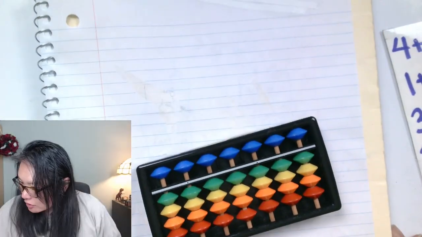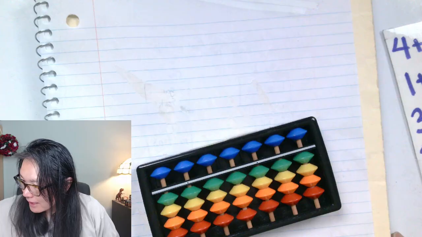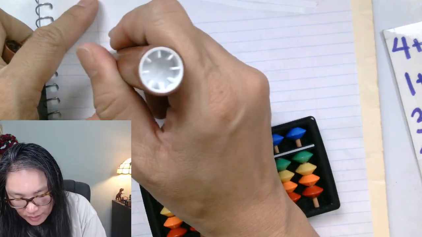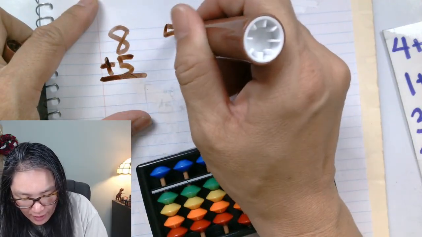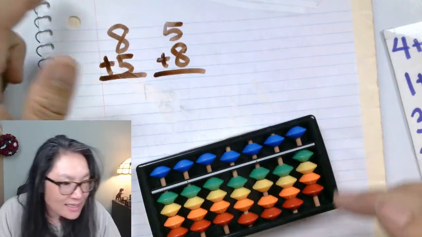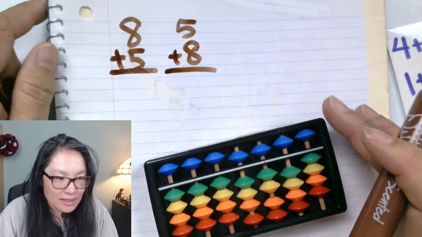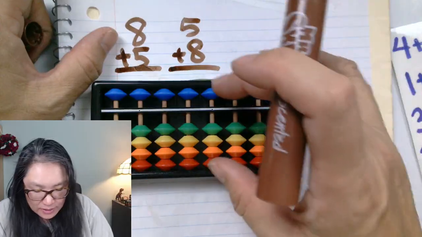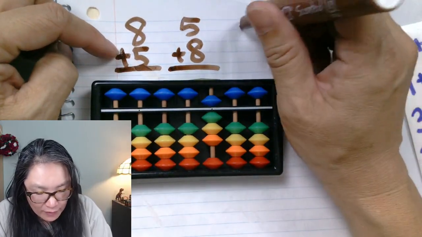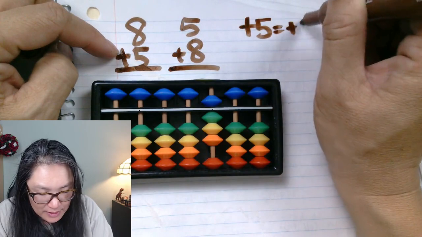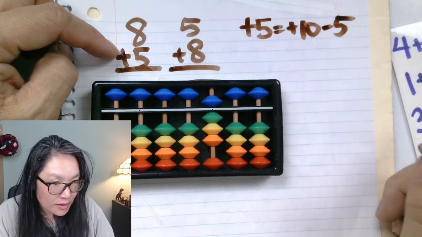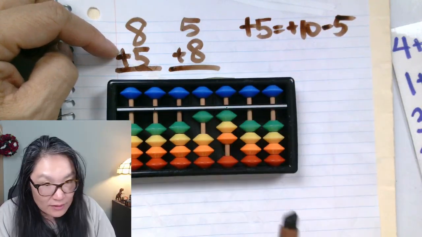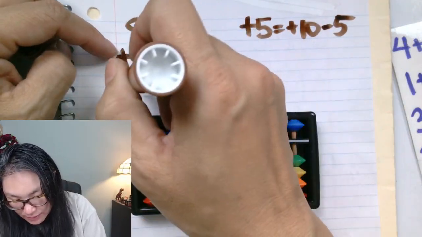Okay, so what we're going to do is 5. One of the questions that one of my parents had was, I want my child to know what 8 plus 5 and 5 plus 8 are. Isn't that the same? And I'm like, no, it's not the same. Why? Because if we look, we have the 8. We add 8, and then plus the 5. We know plus 5 is equal to plus the 10 minus 5. So we're going to plus the 5, and then plus the 10 minus the 5. So my final answer is 13.